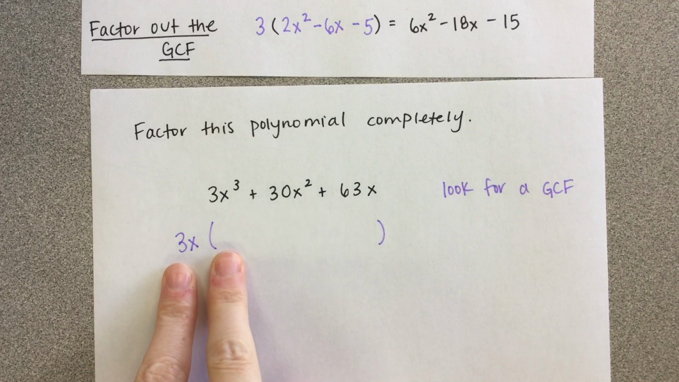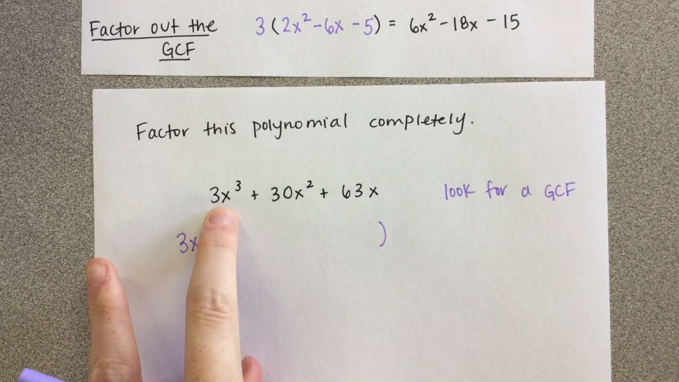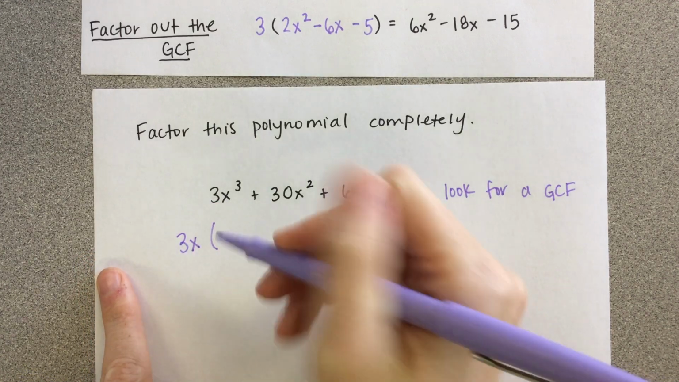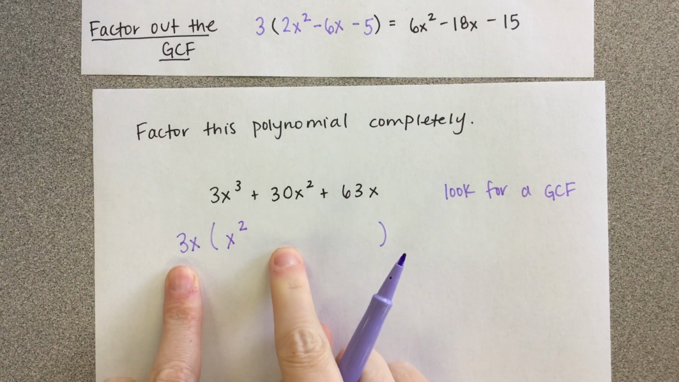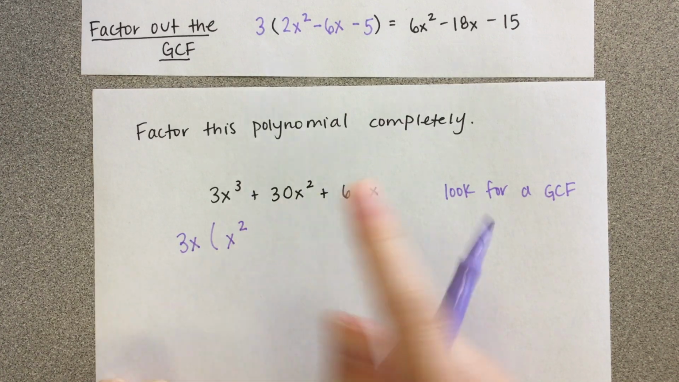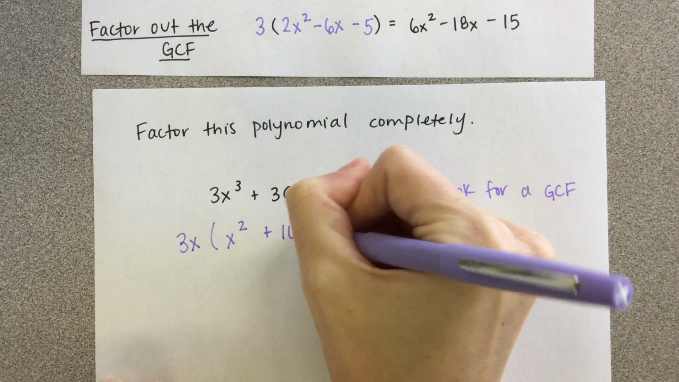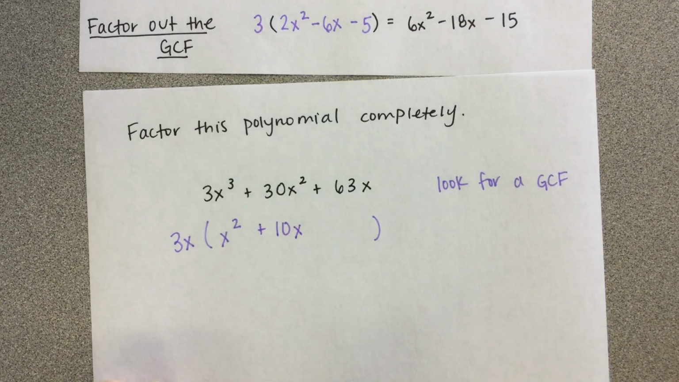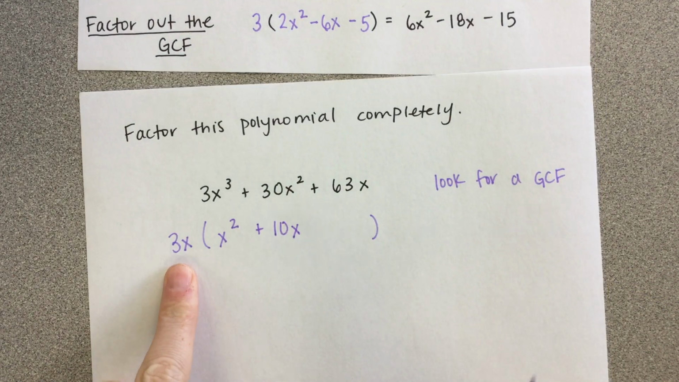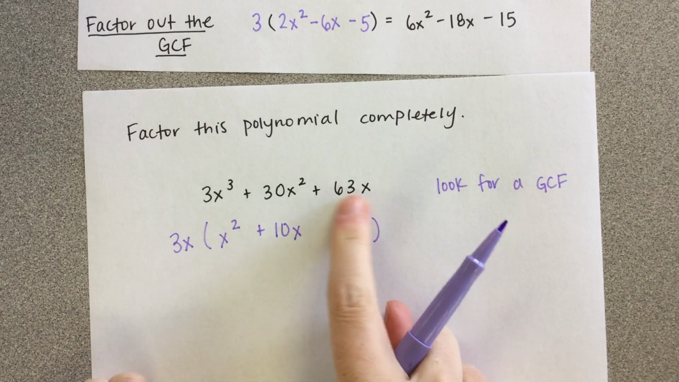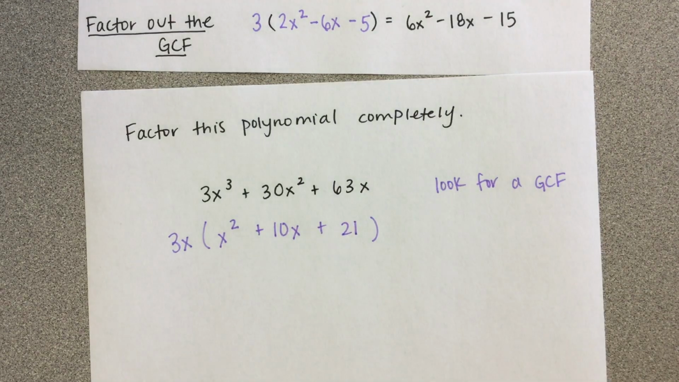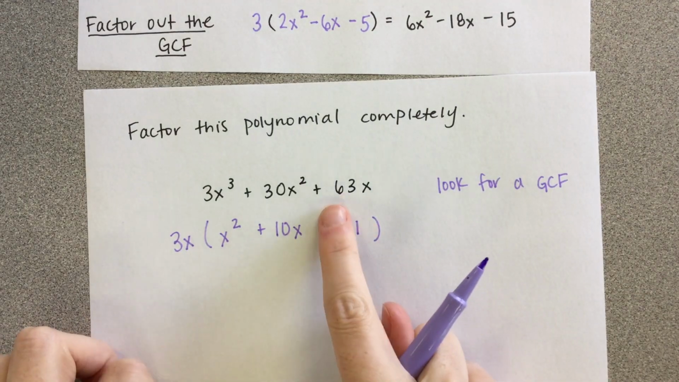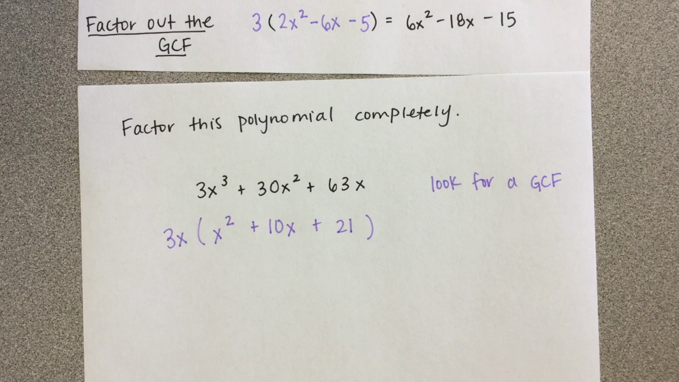So 3x times what is 3x to the third power? So that would be x to the second power, right? And again, I could write a 1 here. 3x times what is 30x squared? And that would be 10x. And 3x times what is 63x? That would be 21, right? 3x times 21 is 63x.